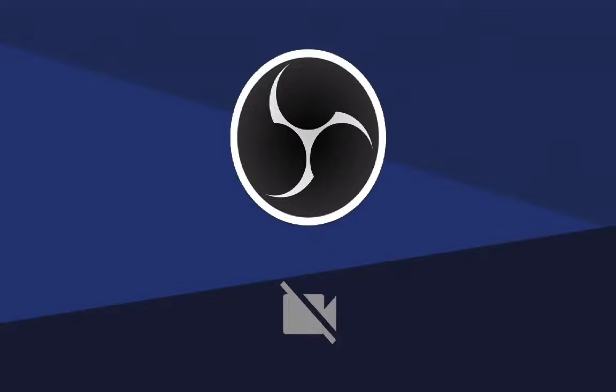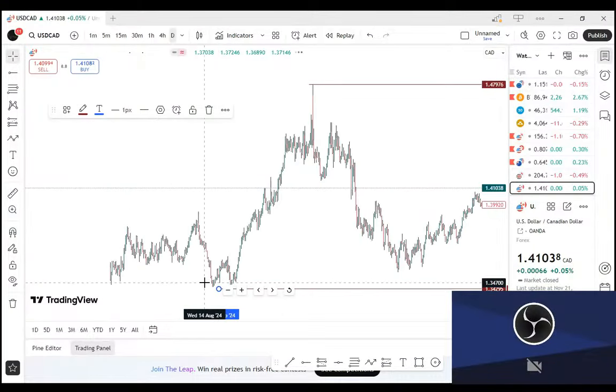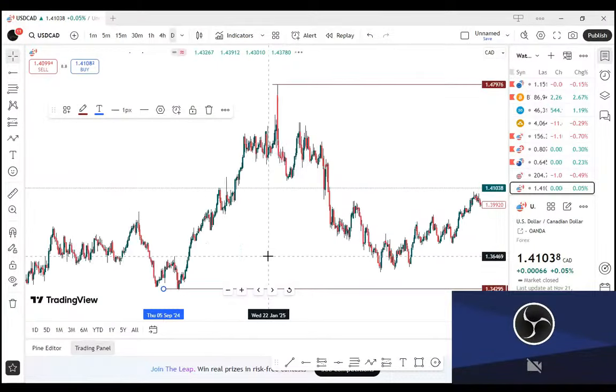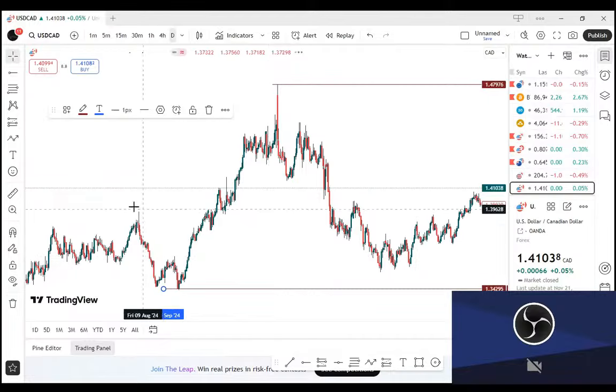On the USD CAD, you notice, going down to the daily time frame, on our daily time frame, this is the highest level that actually started the whole move. That is the highest level that actually started the whole movement. And this is the low that started this impulsive move to break out of this.